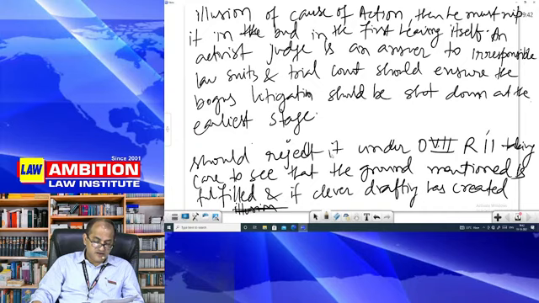An activist judge is the answer to irresponsible lawsuits. So if the judge is active, it is the duty of the judge to see clearly and carefully, by reading the plaint, whether it discloses the cause of action or not. And the trial court should ensure that the bogus litigation, the litigation which is only formal, not fair, which is vexatious, meritless, without any basis, should be shot down at the earliest.